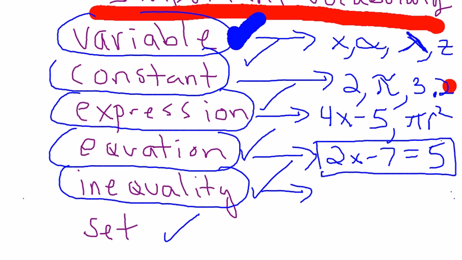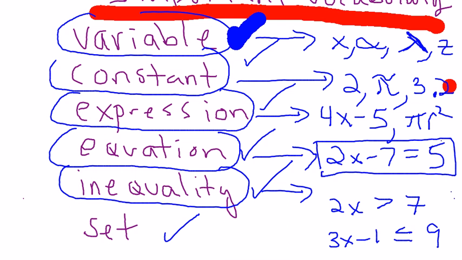An inequality is a mathematical relationship that contains an inequality symbol, such as less than, greater than, less than or equal to, greater than or equal to, or not equal to symbol. Examples of that might be 2x is greater than 7. That's an inequality. Or 3x minus 1 is less than or equal to 9. That's an inequality. So it's a relationship that contains an inequality symbol.